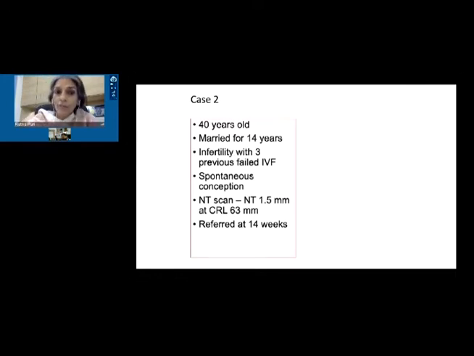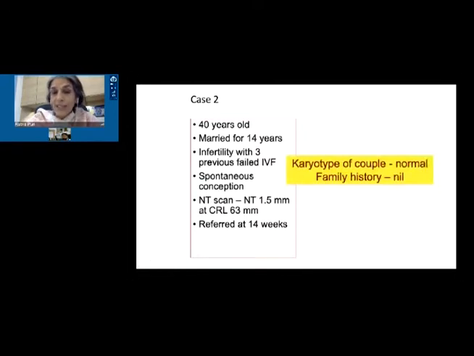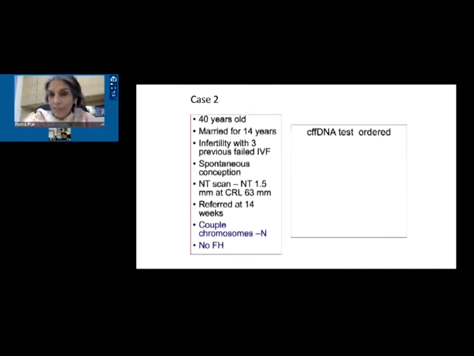And each of us see these situations very often. Her first trimester scan shows a normal nuchal translucency, and she comes in at 14 weeks. You would look into her family history. Is there other history of infertility, recurrent pregnancy loss, or intellectual disability? I would want to know that the karyotype of the couple is normal and we are not dealing with any balanced translocation carrier state.